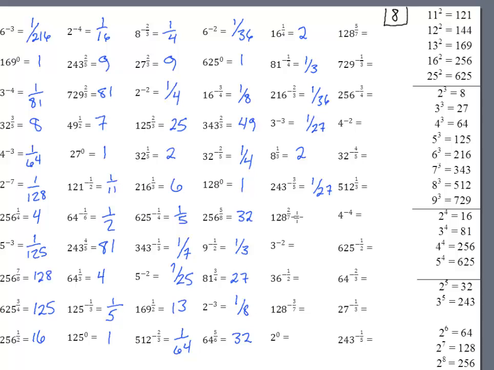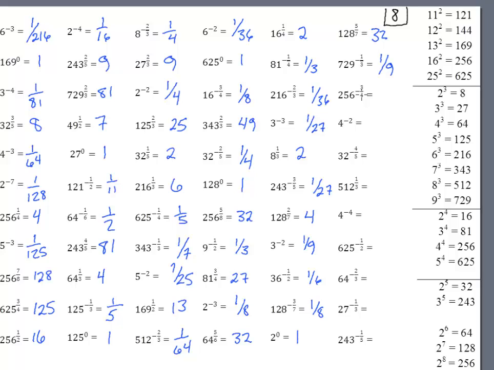128, 7th root of that is 2. Squared is 4. 3 squared is 9 on the bottom. 36, square root of that is 6 on the bottom. 128, seventh root of that is 2. Cubed is 8, and that's going to be a fraction. 2 to the 0 is 1. Last column, 128, seventh root of that is 2 to the 5th power is 32. 729, cube root is 9 on the bottom, that's a 1/9.